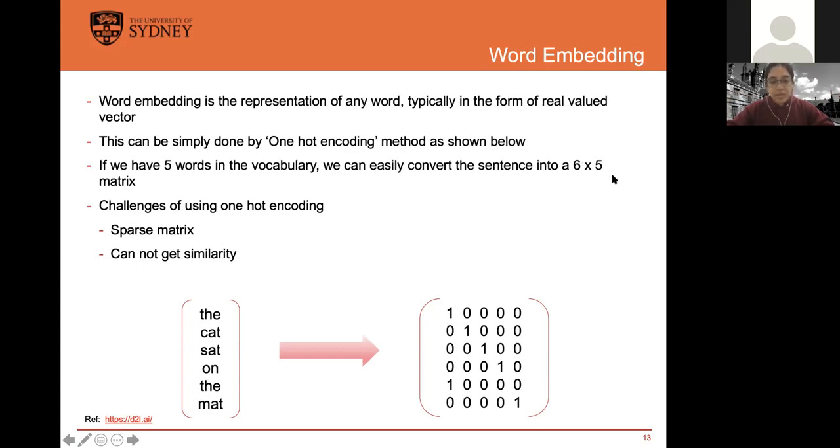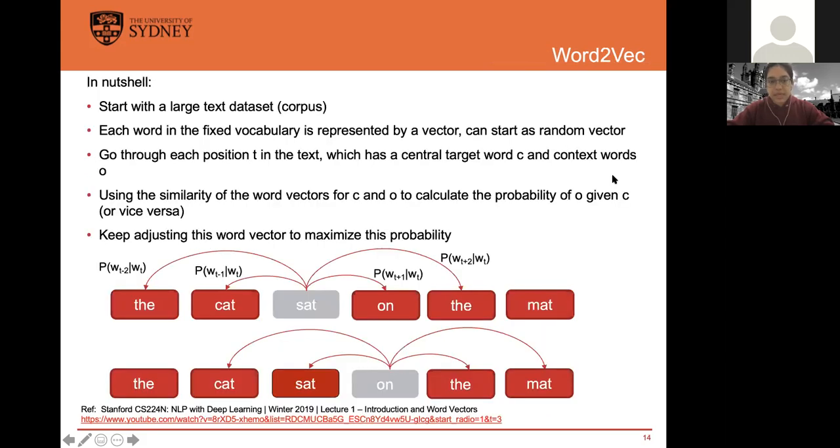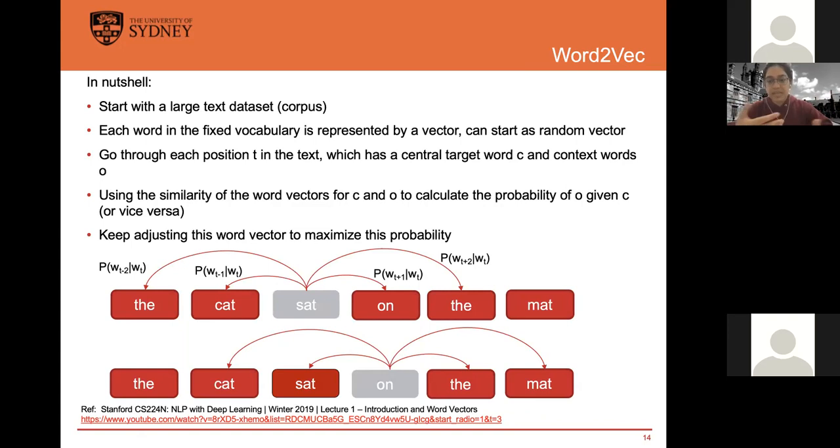So to overcome this, one of the algorithms that's used is the word2vec algorithm. In a nutshell, you start with a large text data set. Each word in the fixed vocabulary is represented by a vector. We can start with any random vector, and then we'll optimize it based on some conditions.